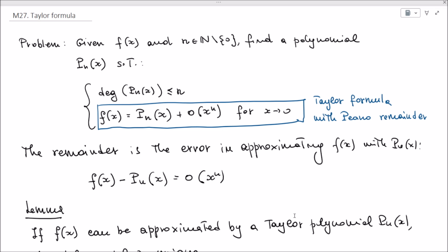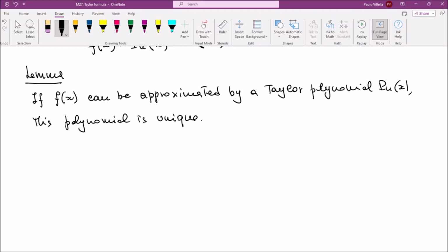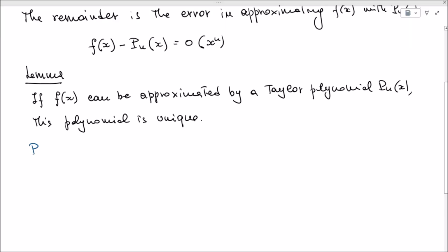So we are saying that if it is possible to determine a polynomial Pn of x that satisfies the two properties, namely the fact that the degree of polynomial is less than or equal to a given number n, and f of x can be expressed as the polynomial plus a remainder which goes to 0 faster than x to the n, then this polynomial is unique. So let's provide a proof of this, and this proof will be by contradiction.